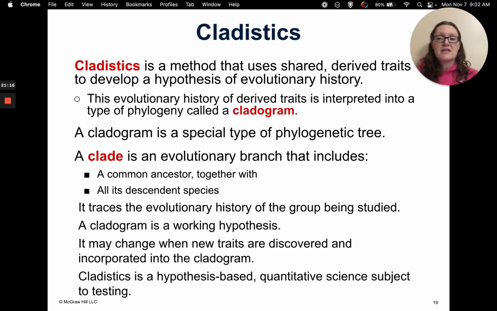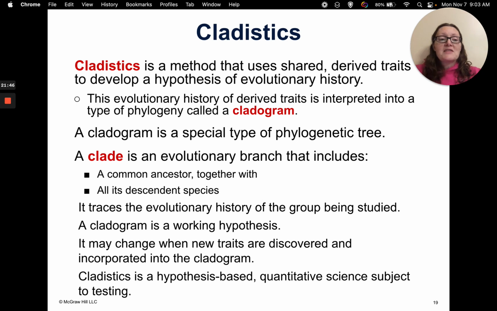Now, cladistics is a method that uses shared derived traits to develop a hypothesis of evolutionary history. So evolutionary history, derived traits, is interpreted into a type of phylogeny called a cladogram. A cladogram is a special type of phylogenetic tree. A clade is an evolutionary branch that includes a common ancestor and all of its descendants. So this will make sense in a little bit when we look at a picture.